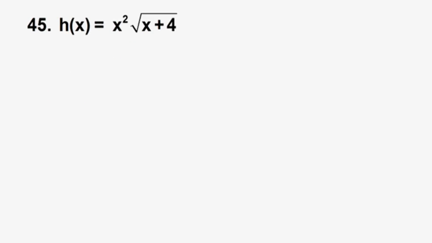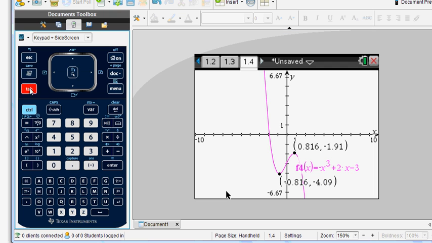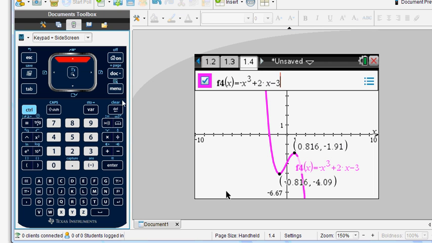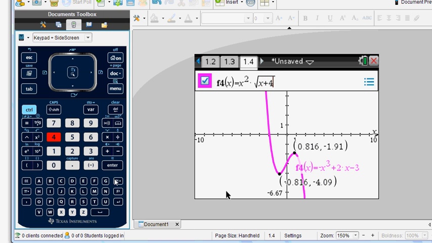Okay, that's going to 45. We have h of x equals x squared times the square root of the quantity x plus 4. Go to our calculator. We have x squared times the square root of x plus 4. And here we have it.